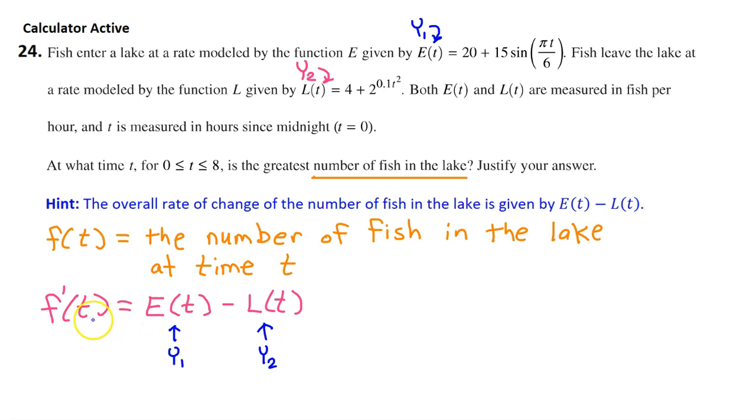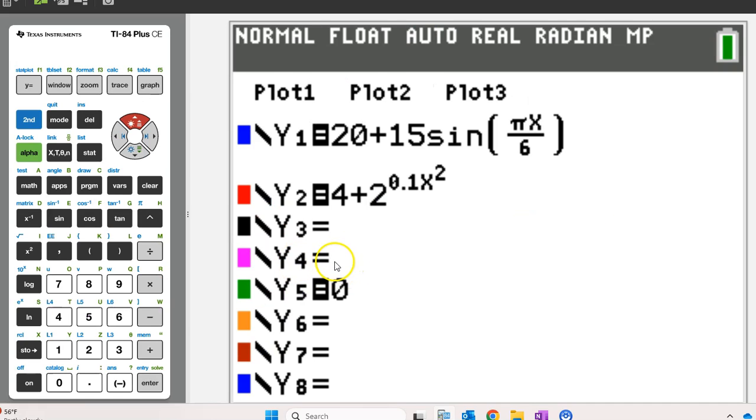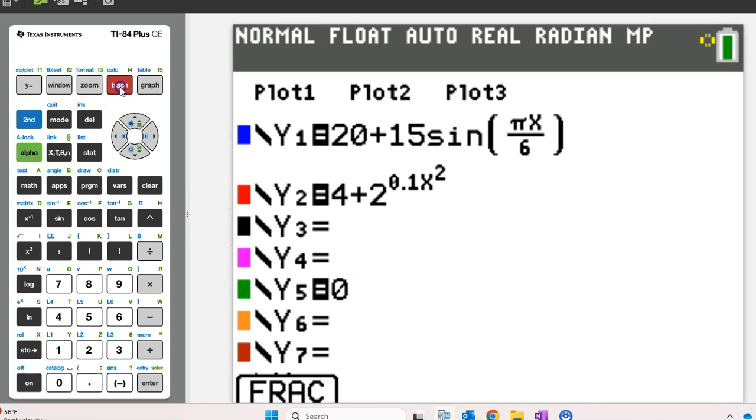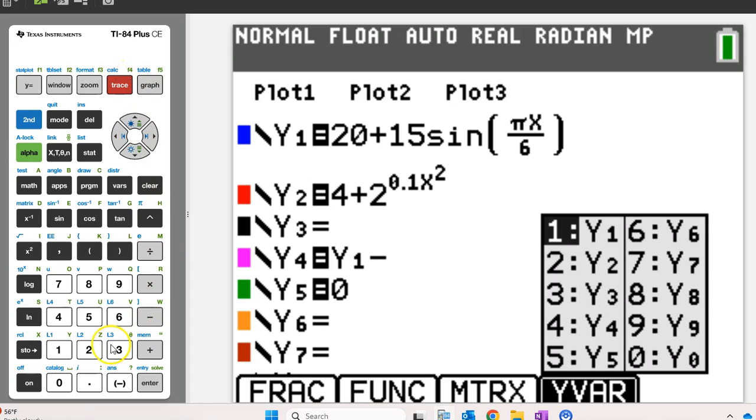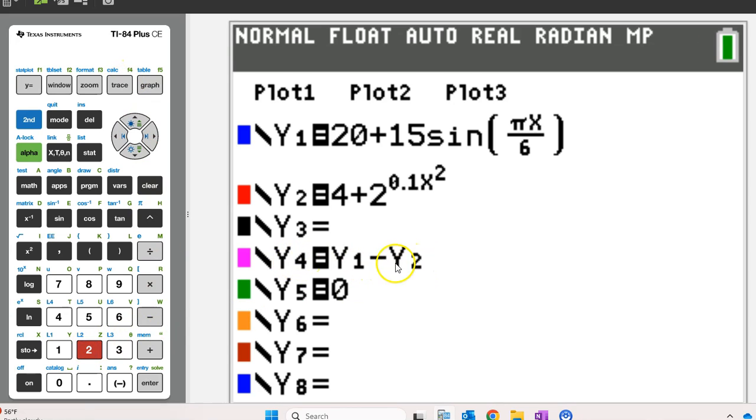Now let's type the equation for f prime into the calculator. That's E of t minus L of t, which will be y1 minus y2. I'm going to put this f prime rate of change equation on y4. I just like the color. I'm skipping y3 because it's black and it will be harder to see. So we need y1 minus y2 right here. You can make y1 show up by hitting alpha, trace, enter. And we want y1 minus y2, so we'll do alpha, trace, 2. So this is f prime.